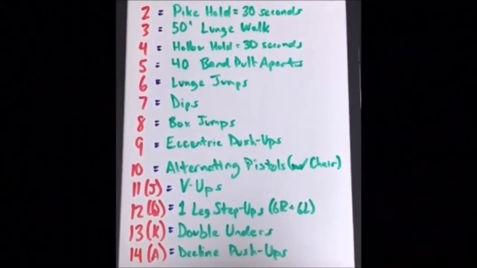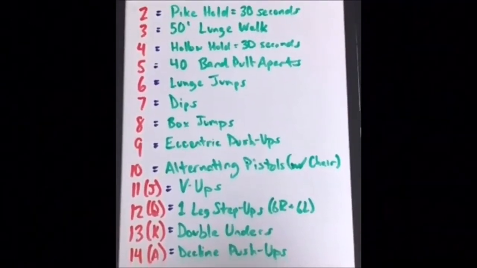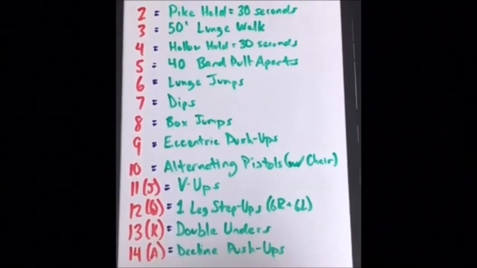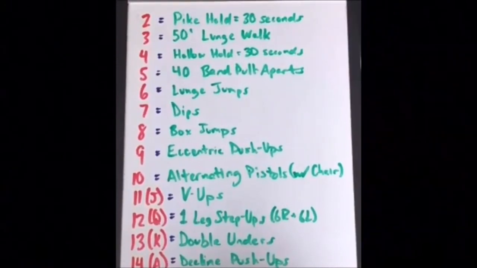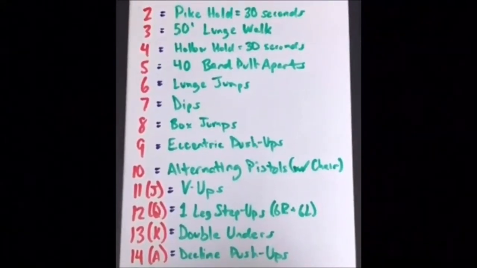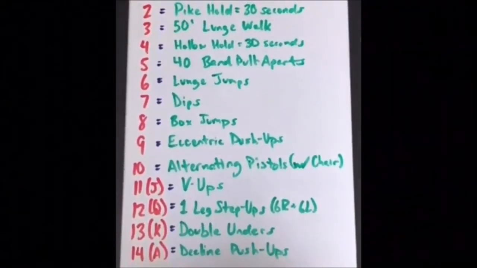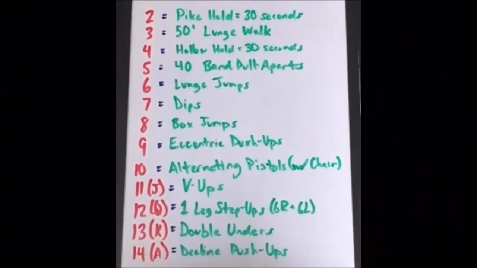a chair, 11 jack V-ups, 12 queen, 1 leg step-ups, 6 right and 6 left, 13 king double unders, and 14 ace decline push-ups. So I've created a workout that will help me focus on skills that I've been trying to improve on, as well as just hit everything from top to bottom.